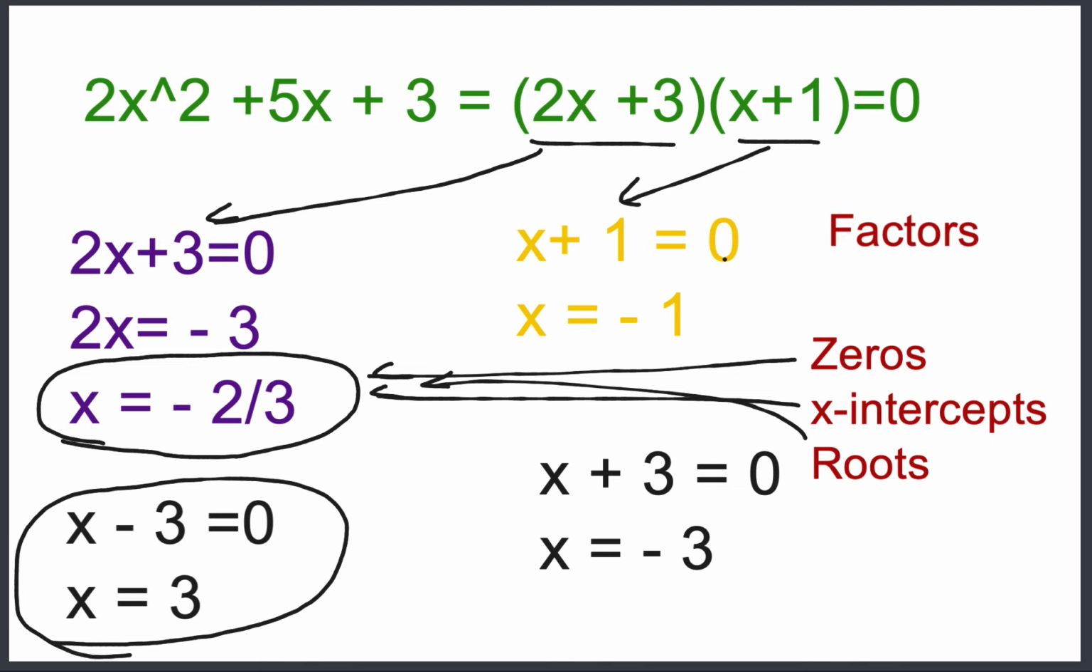X minus 3 equals 0, and oops, that's wrong. That should be x minus 2 equals 0, so this is 2. And then this one, x plus 3 equals 0, is x minus 3. So there are my zeros, x-intercepts, roots, different names for them, slightly different meanings. Let me illustrate that for you.